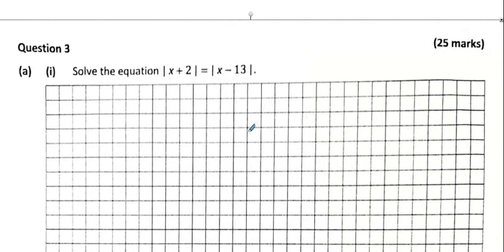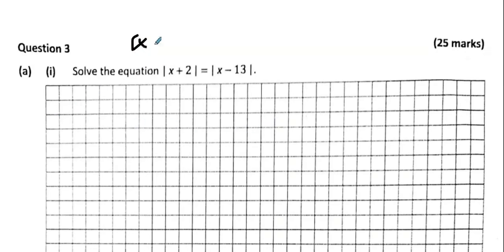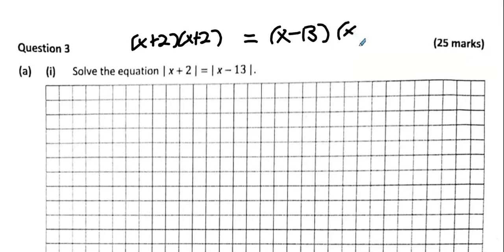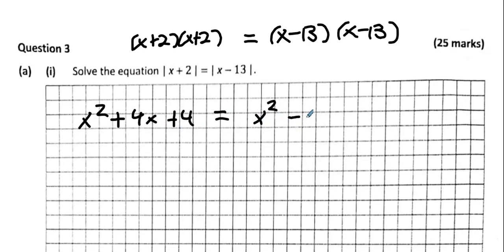Simply put, square both sides. All right. Square both sides. And you get x plus 2 by another x plus 2. And you also get x minus 13 by another x minus 13. And long story short, you're going to get x squared plus 4x plus 4 equals x squared minus 26x plus 169. The x squareds cancel.